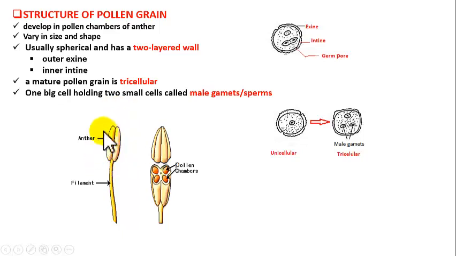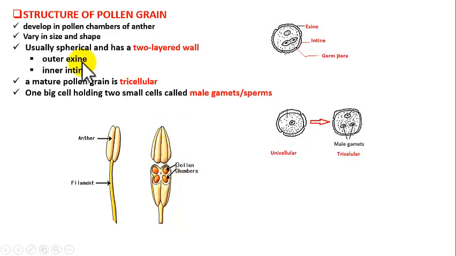So look here, this is an anther. If you take the cross section of an anther, you find certain rooms here. So these 4 rooms are called pollen chambers. So inside these chambers we find pollen grains. So now students, how do they look? How does a pollen grain look?